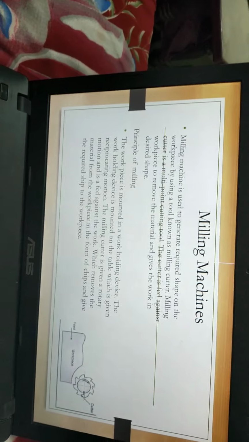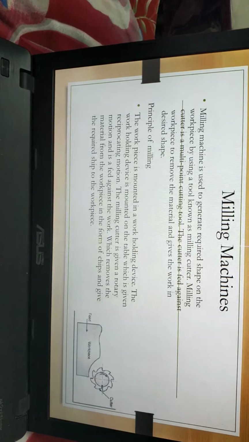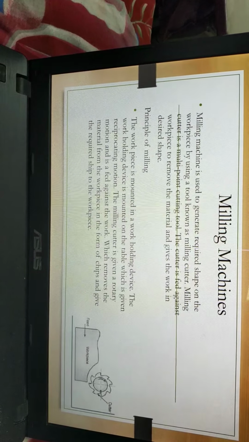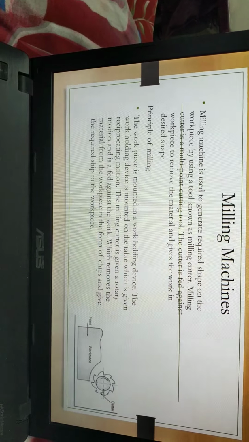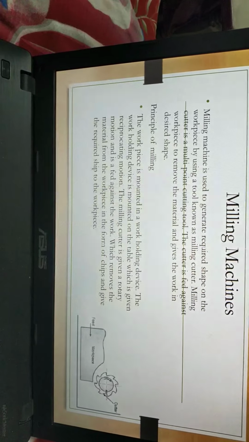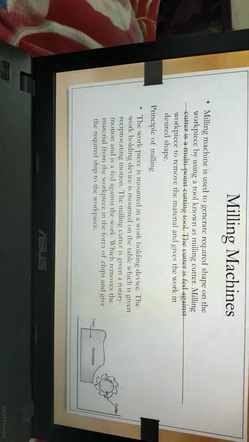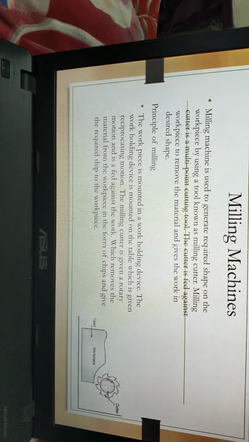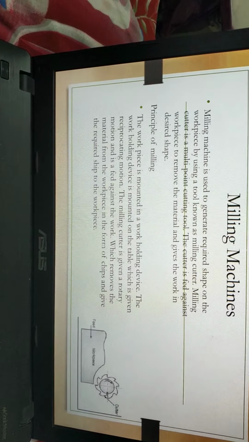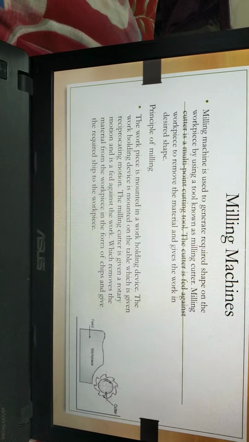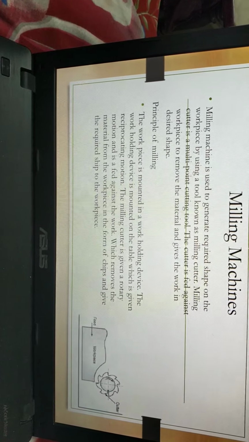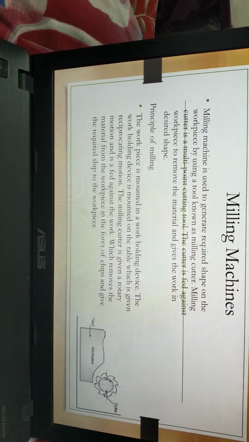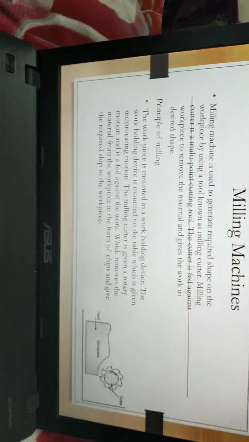Milling machine is used to generate the required shape on the workpiece by using a tool known as a milling cutter. Milling cutter is a multi-point cutting tool. In lathe we use a single point cutting tool, in drilling we use a multi-point cutting tool, and in milling machine also we use a multi-point cutting tool. The cutter is fed against the workpiece to remove the material and give the work the desired shape.